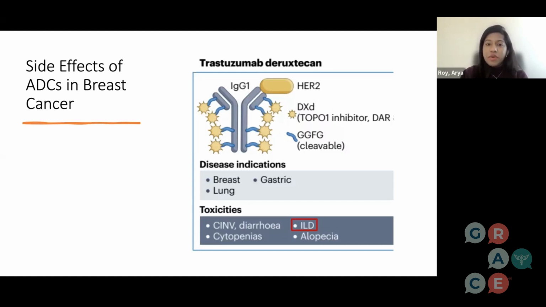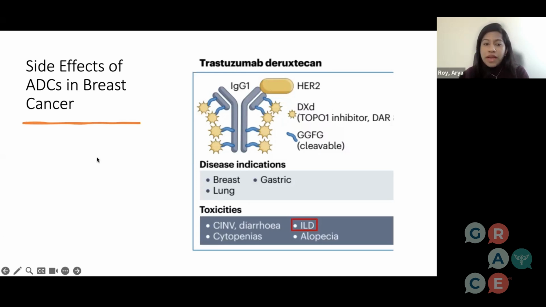Breast cancer is one of the most common cancers that is seen in females, and it is the second most common cause of mortality. And breast cancer is one of the cancers for which several antibody drug conjugates are approved. So let's look into the side effects of antibody drug conjugates in breast cancer.